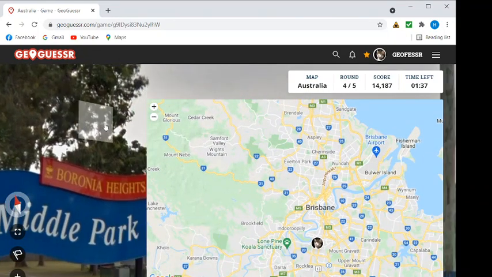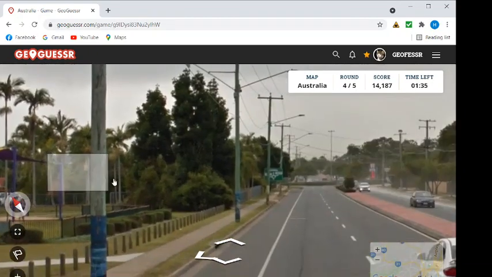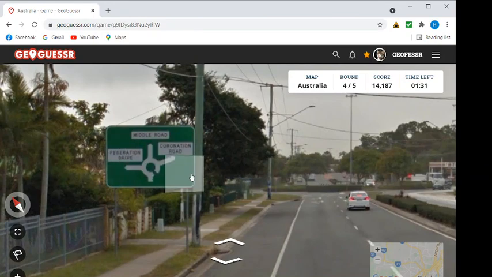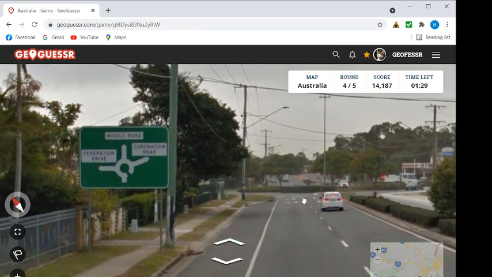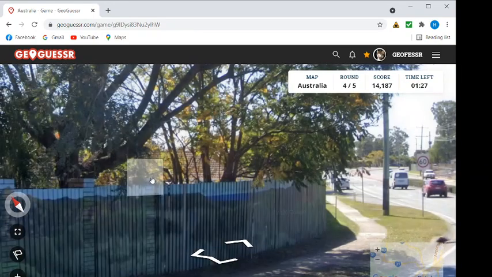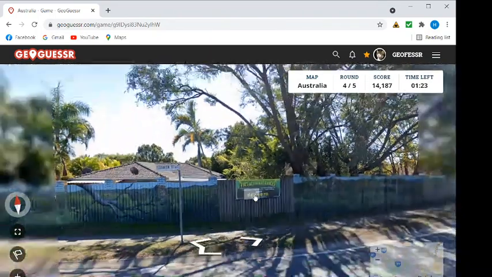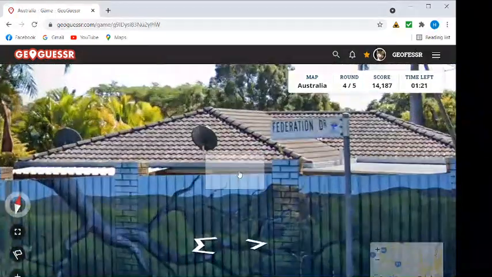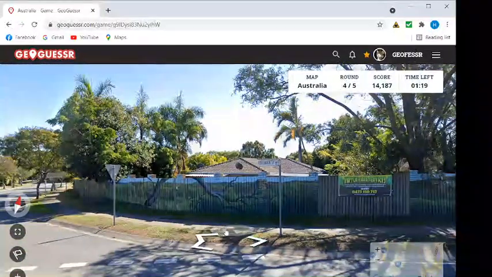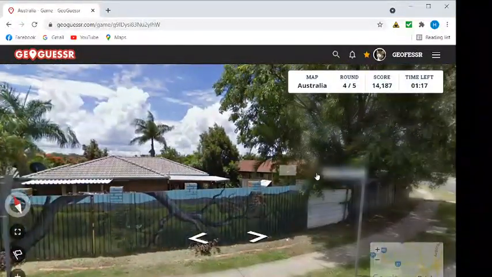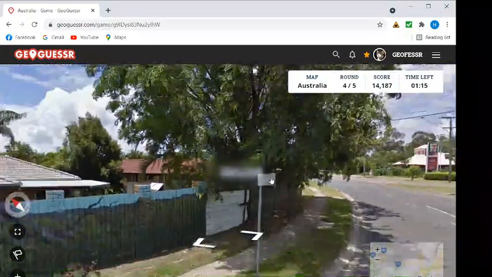Let's see. Boronia Heights. It sounds like they should have boron. Oh, there's a sign there. We have Middle Road, Federation Drive, and Coronation Road. No road numbers, which would make it much more useful. We have Federation Drive. There's an emblem on the sign that looks like it could be the city.